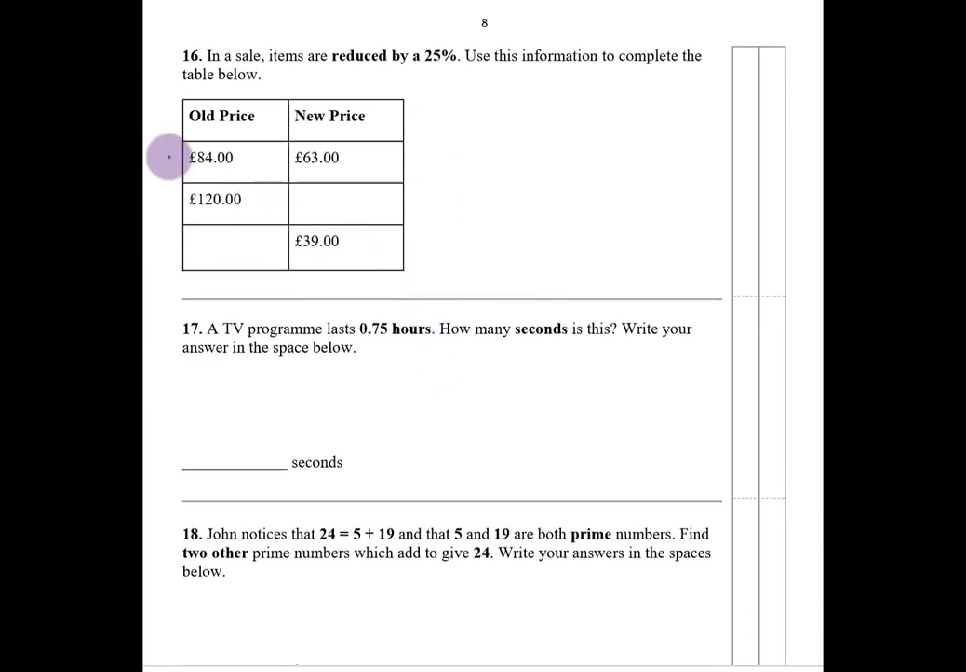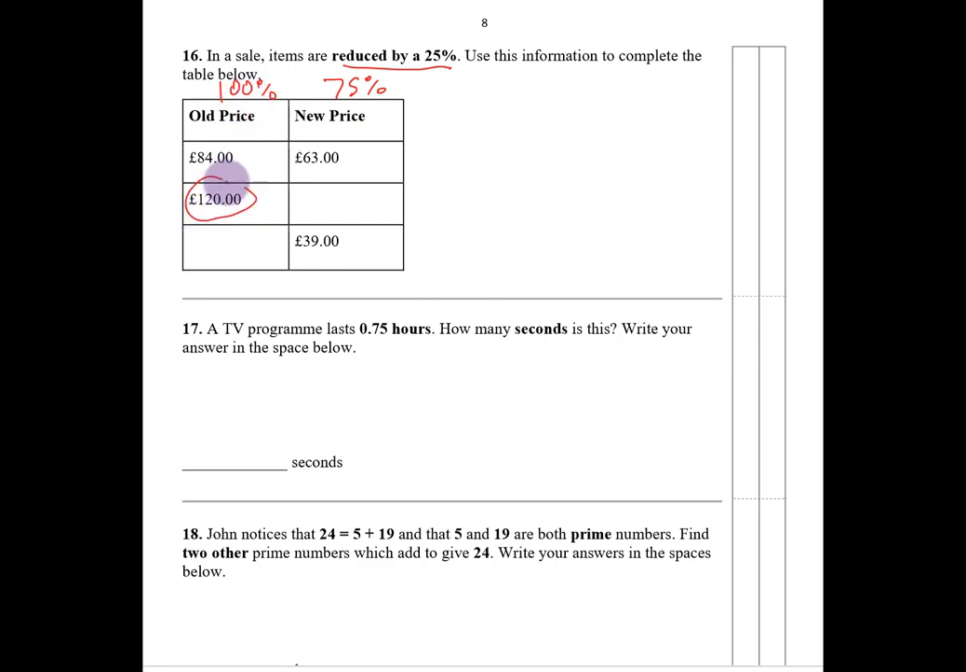So back to Maths, number 16. In a sale, items are reduced by 25%. Use this information to complete the table below. So we've got our old price. So here it's £84. It's reduced by 25%. It gives us £63. So it's important to write up here that the old price is 100%. And if it's reduced by 25%, that means the new price is 75% of the old price.